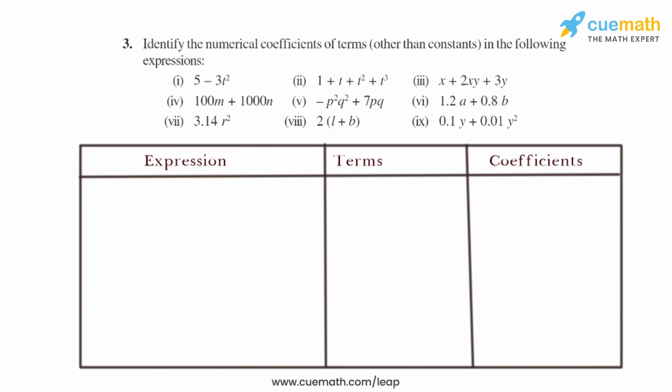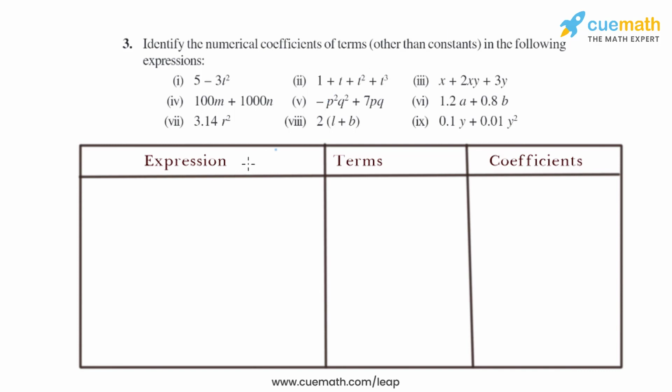Question 3 of this exercise says, identify the numerical coefficients of terms other than constants in the following expression. So we have to find numerical coefficients of the terms other than the constant terms. First of all, we will learn what coefficients are. Coefficients are basically constants by which an algebraic term is multiplied.